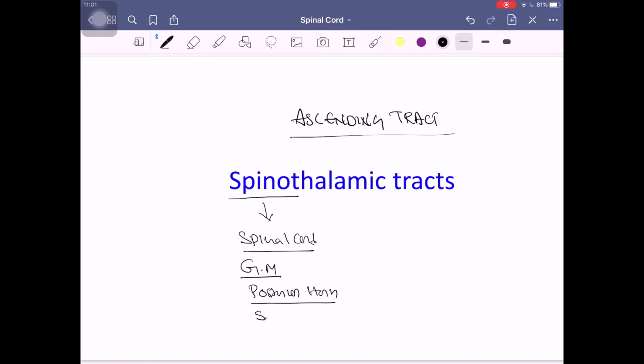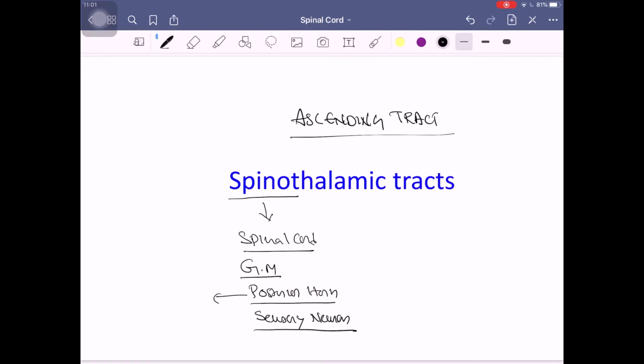So in the posterior horn, here we have your neurons. These are your sensory neurons. So that means every pathway will start from the dorsal ganglion, which is the pseudo unipolar ganglion. From there it will come to the spinal cord. From there the sensory neurons are where it starts.